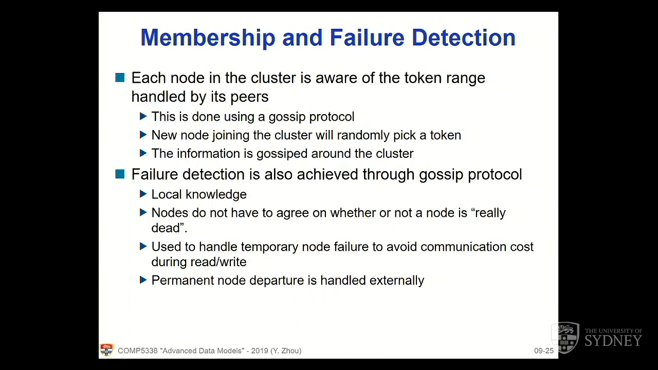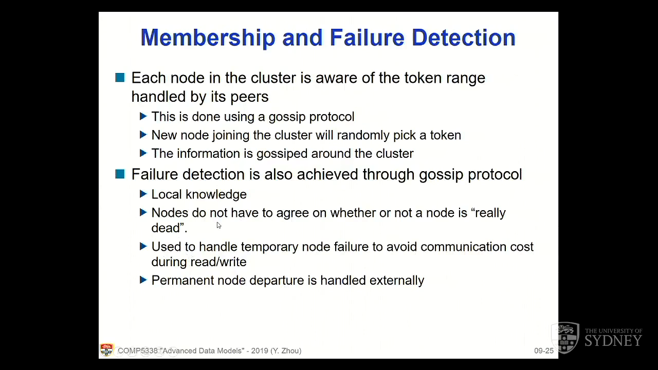So some node will know a few other nodes are not available, and when they try to direct the queries, they will avoid that node. But after some time, it might receive information that this node is back, and then they can flag it as back. So that just handles temporary node failure, basically to avoid the communication cost of sending queries to an unavailable node. That does not mean it's permanently dead.